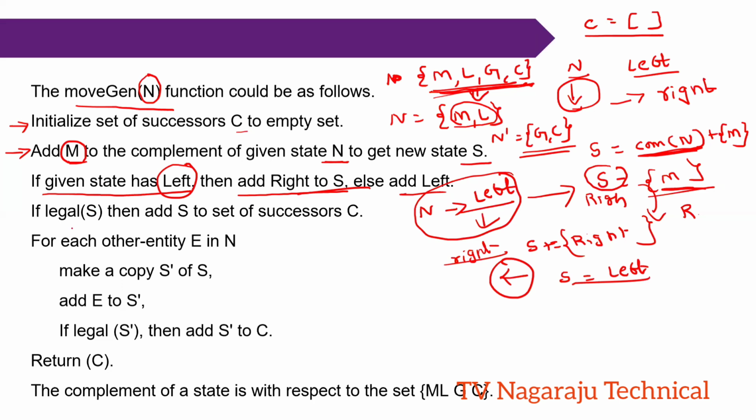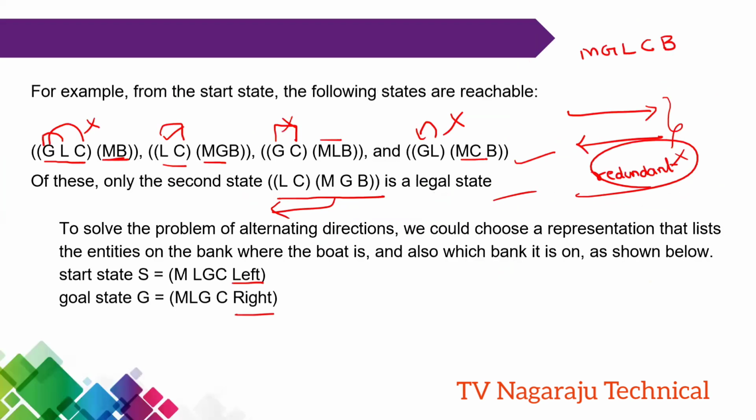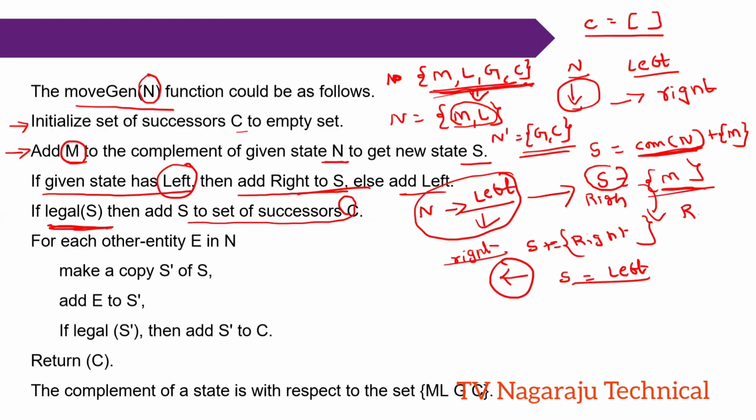Now, after moving, if it is legal, legal in the sense that it is a valid state, then add it to the legal set. Otherwise, ignore it. If it is not valid, ignore it. Observe the point carefully. According to this example, first this one is generated. This is illegal. Next this one is generated. This is a valid state.